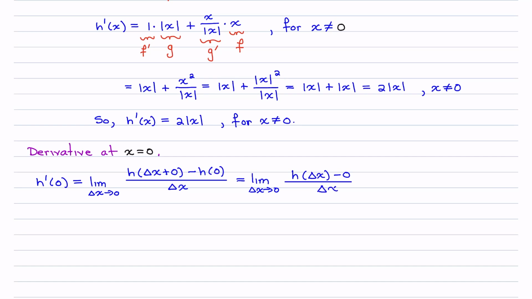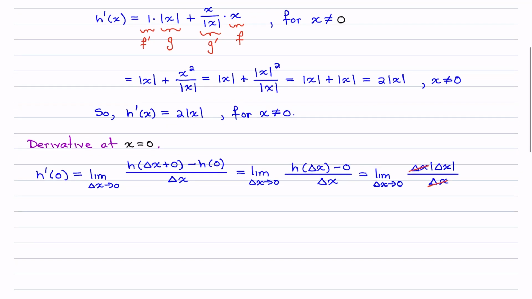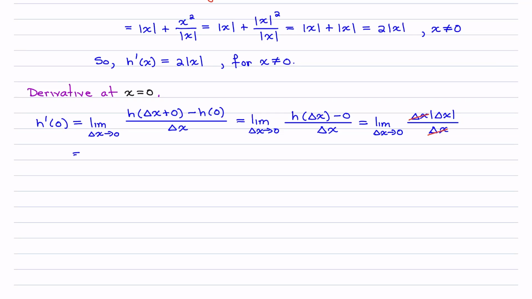Okay, and now what's h of delta x? Well, remember our function h is x times the absolute x, so this should be delta x times the absolute value of delta x, minus 0, of course, which is 0, over delta x, cancel. Now let's just rewrite. You can see it right now, but let's just recopy it one more step.